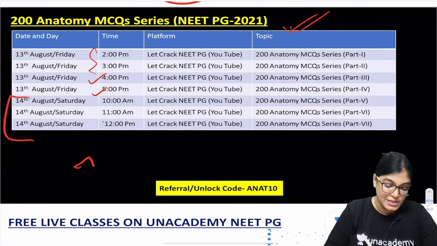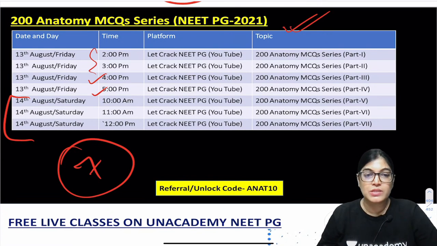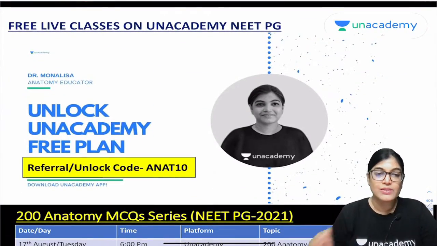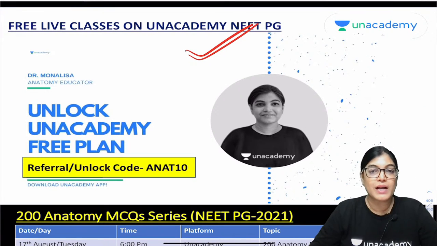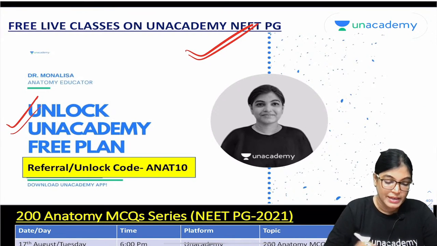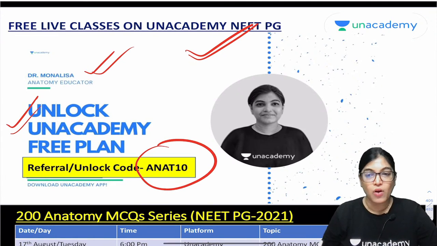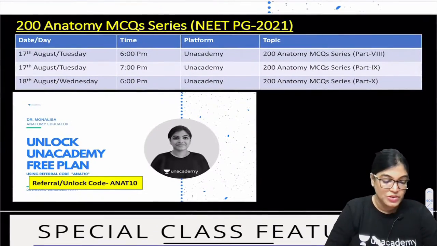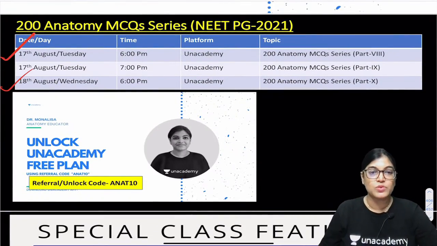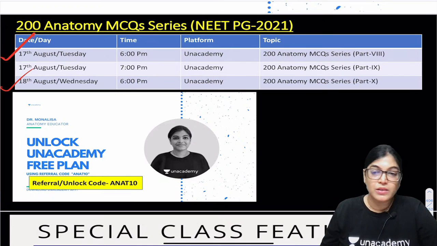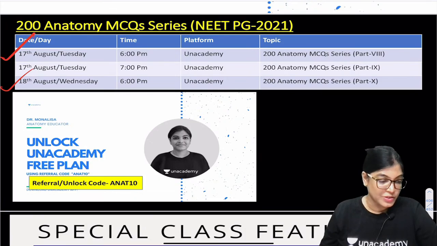And we will cover these first seven sessions on YouTube. So just watch this session for completing all the 200 Anatomy MCQ questions. Very important if you are targeting the exam. Then for the last three sessions, you have to watch my live class on the Unacademy platform. For that, you have to download the Unacademy app, find the educator, that is Dr. Monalisa. Use this code ANAT10 to unlock my session. And the last three sessions will be taken on 17th and 18th August. So you can be part of this session. 200 Anatomy MCQs will be completed. This will help you to approach more for the preparation towards your goal for your target exam NEET PG 2021.